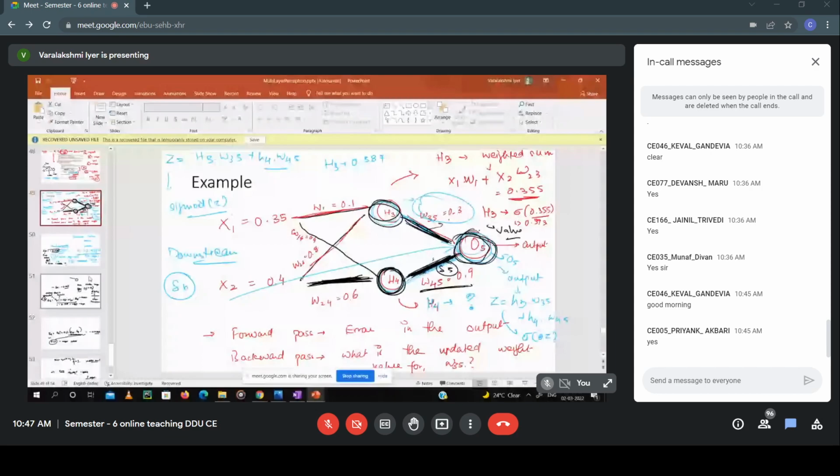And using the backpropagation algorithm, we tried to update the values of weights by calculating the error in the hidden layer, from the hidden layer to the output layer, as well as by calculating the error from the input layer to the hidden layer, right? I suppose everyone is clear with the example and how to perform the calculation. Yes or no? Everyone is clear with the example, right? So here we have ended our discussion of the backpropagation algorithm.